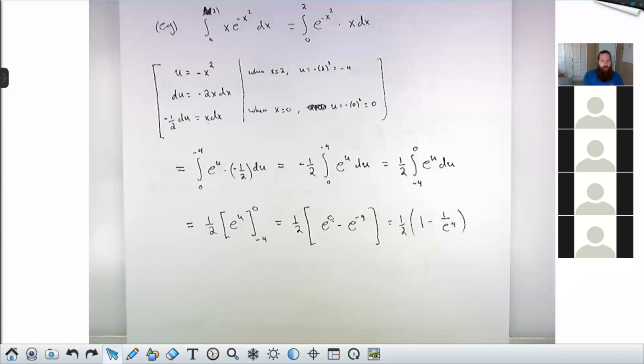So Angelica in chat asks, how do we know that it's in this order? E to the 0 minus e to the -4 and not the other order? And that's always the case. So that evaluation thing is always capital F of B minus capital F of A. I took this negative here and used it to swap the -4 and the 0. We could have not done that, and this would just be negative, and then these would be in the opposite order. And then when you distribute the negative, it would turn into this. But we always plug in this and then subtract what you get when you plug in this. Always upper minus lower.